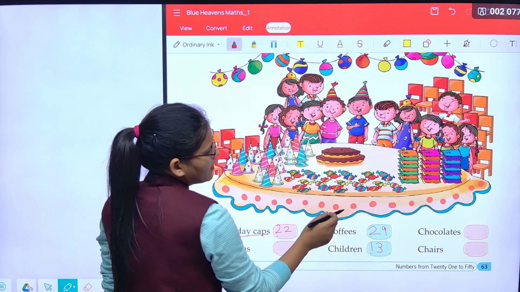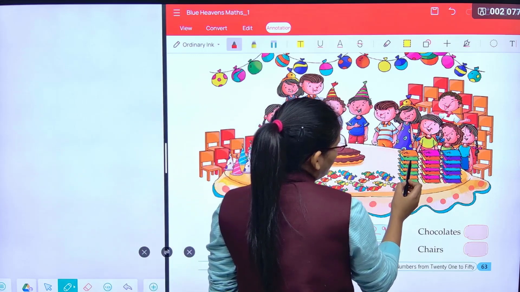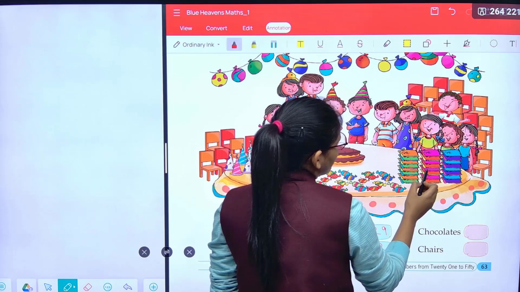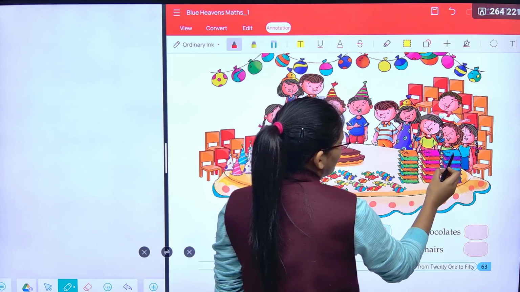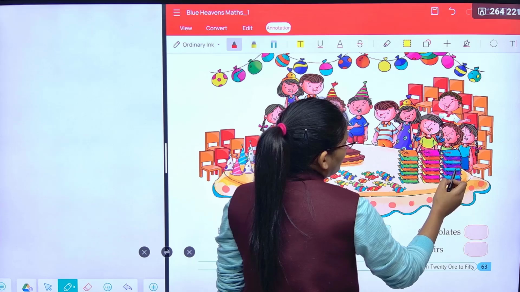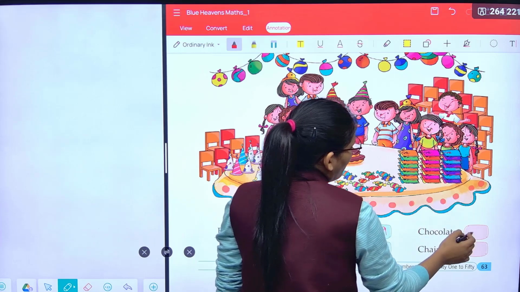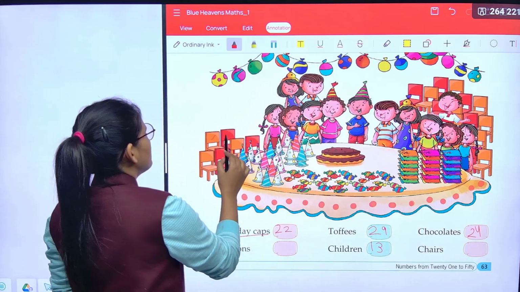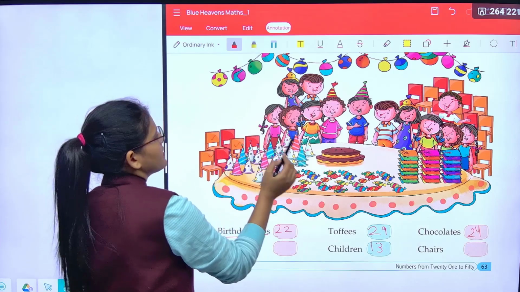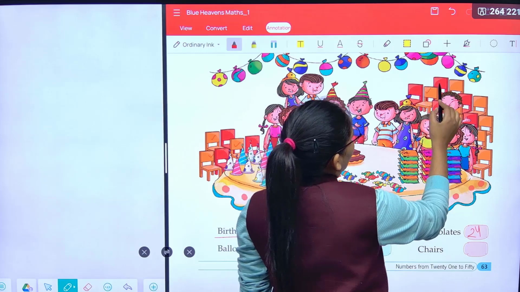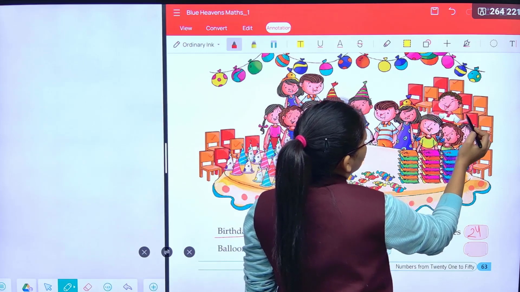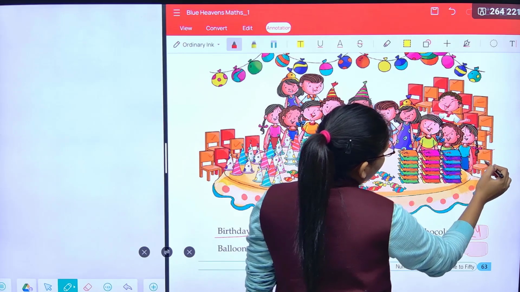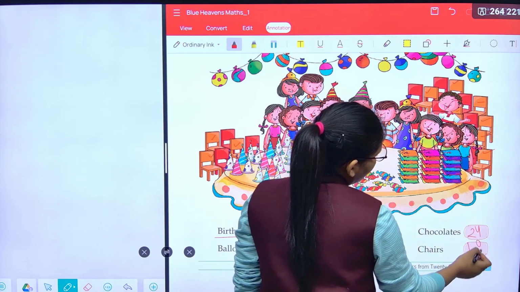Chocolates, class. How many chocolates? 1, 2, 3, 4, 5, 6, 7, 8, 9, 10, 11, 12, 13, 14, 15, 16, 17, 19, 20, 21, 22, 23, 24. Now class, chairs. 1, 2, 3, 4, 5, 6, 7, 8, 9, 10, 11, 12, 13, 14, 15, 16, 17, 18, 19. 19 chairs are there.